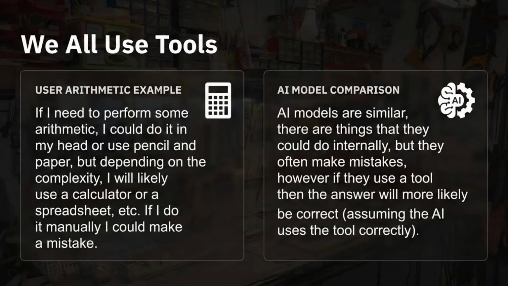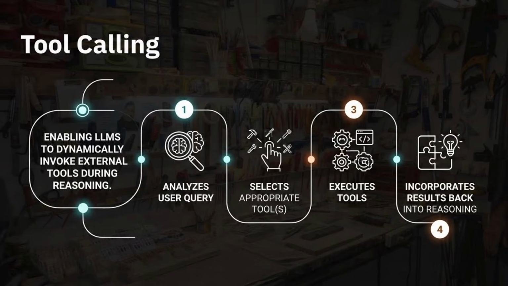So tool calling with large language models basically enables large language models to dynamically invoke external tools during the reasoning process. So first of all, it analyzes the query, what it's trying to answer. It then picks the appropriate tools to help it answer that. It then calls the tool, and then it incorporates the result that it gets back into its reasoning before it gives a final answer.